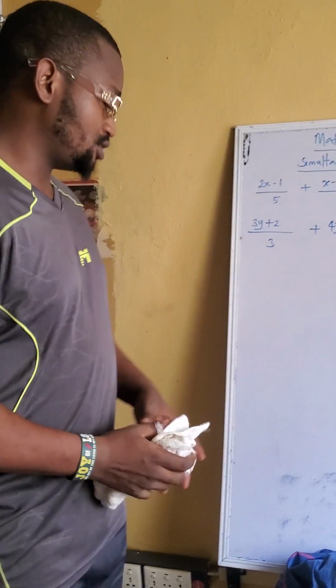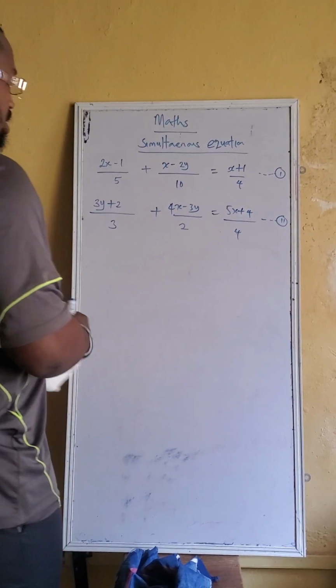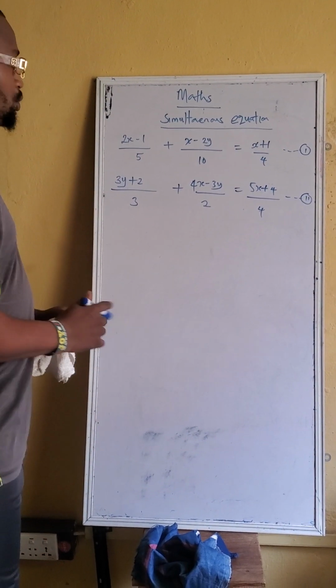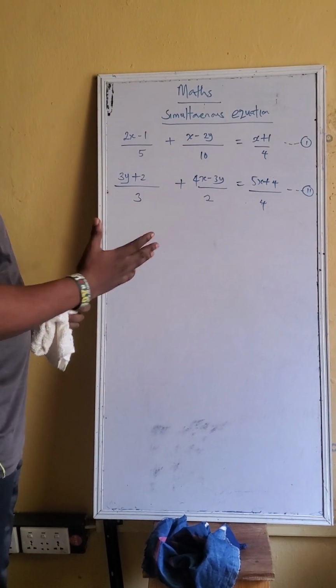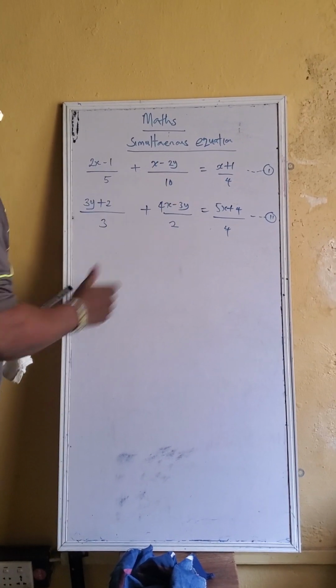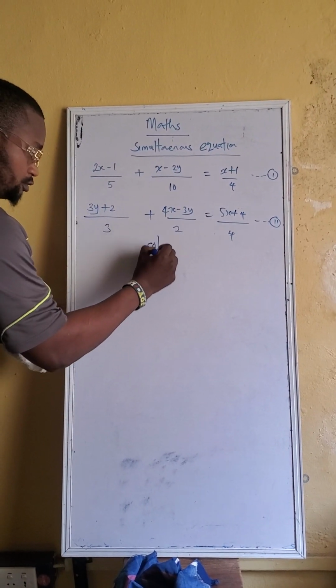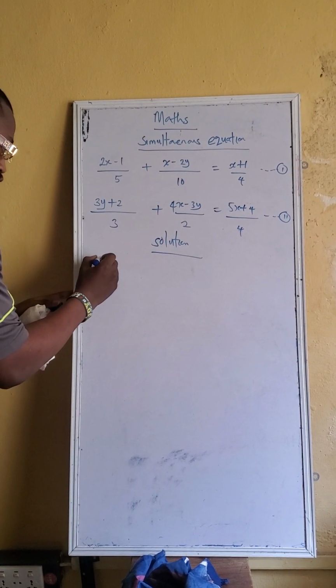Okay, let's go. Let's solve the question. Okay, now we have two equations, but they are not simplified in their purest form. Now we pick the first equation. Solution. We pick the first equation.